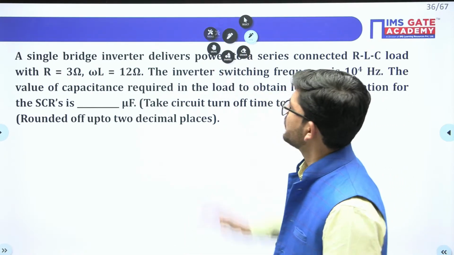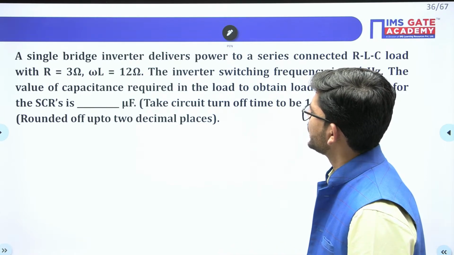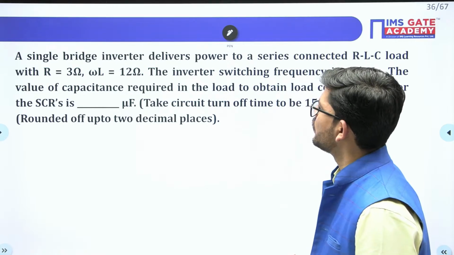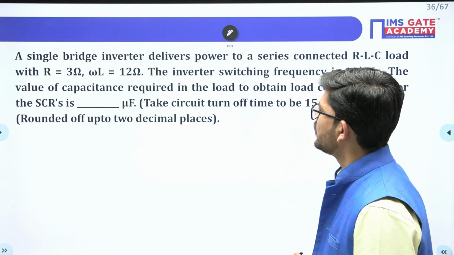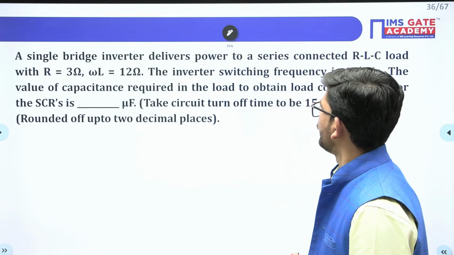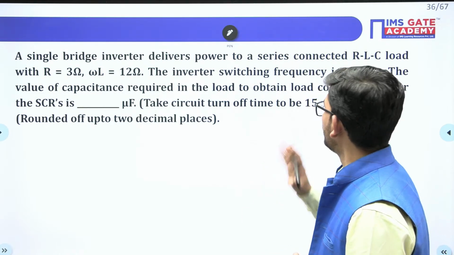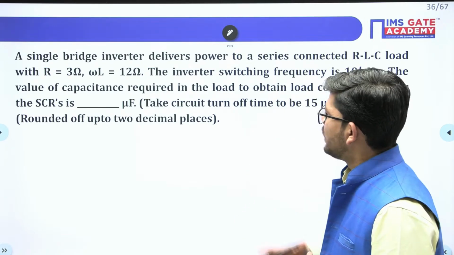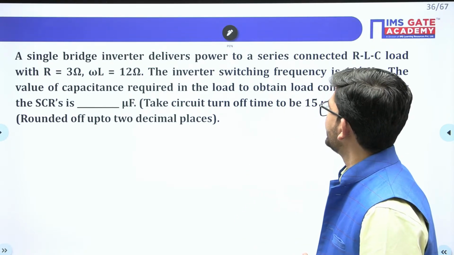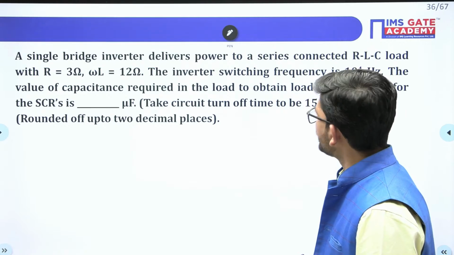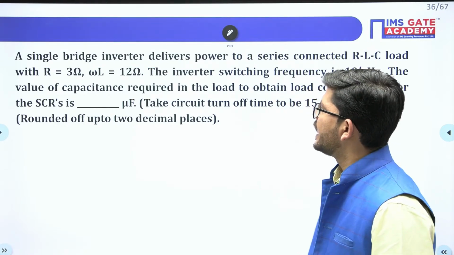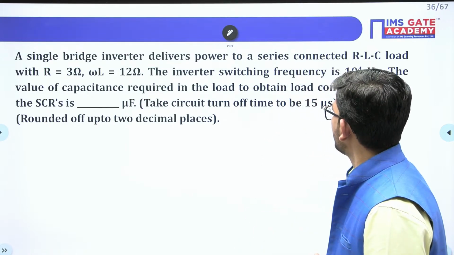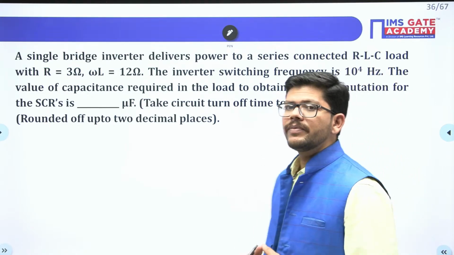Now in this question we have a single bridge inverter that delivers power to a series connected RLC load with R equals 3 ohm, omega L equals 12 ohm. The inverter switching frequency is 10 to the power 4 Hz. The value of capacitance required in the load to obtain load commutation for the SCR, in microfarad, will be what? That we have to calculate. Circuit turn off time is also given to us, which is 15 microseconds.